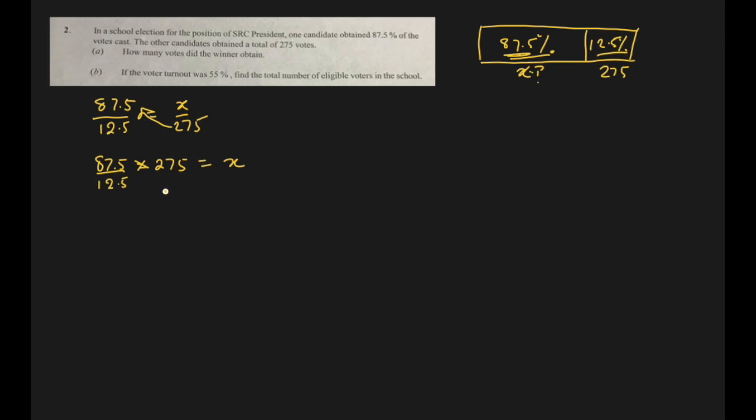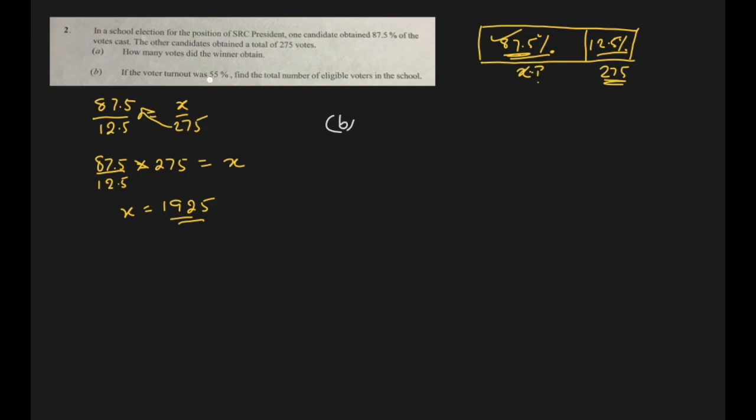So when I do this, I get X equal to 1925. This person, the winner, got 1925 votes and the other person got 275 votes. All right, that is part A. Let's talk about part B.